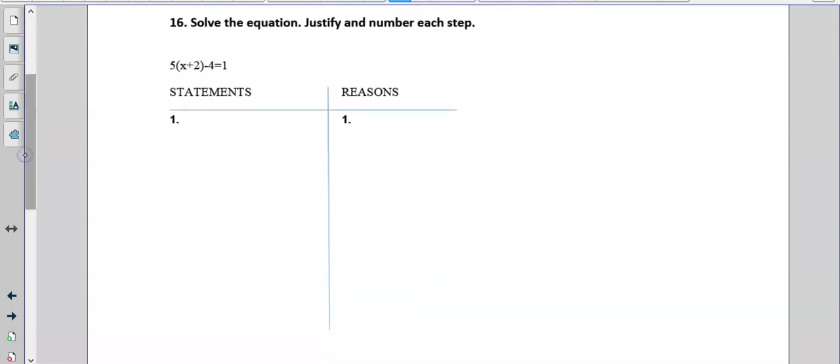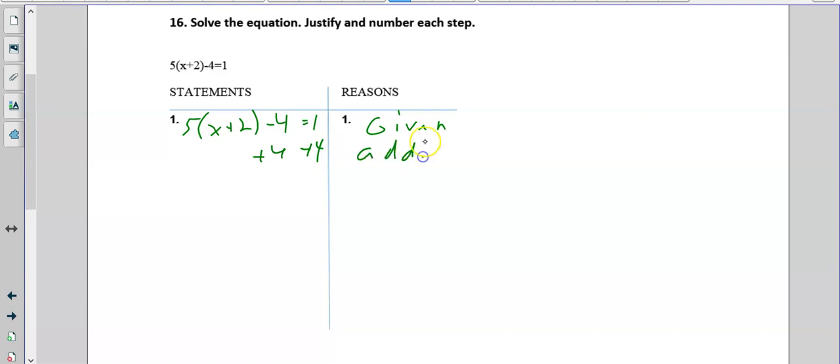Right, number 16. We're basically just doing algebra here. Okay. We're going to copy the problem first, as always. 5 times the quantity x plus 2, minus 4 equals 1. And that's just our given. And now we're just going to do algebra, except we're going to pretend we're answering a little kid who keeps saying why. So the first thing I need to figure out is what to get rid of, the 5 or the 4. I'm going to get rid of the 4 by adding 4 to both sides. And that's just the addition property.